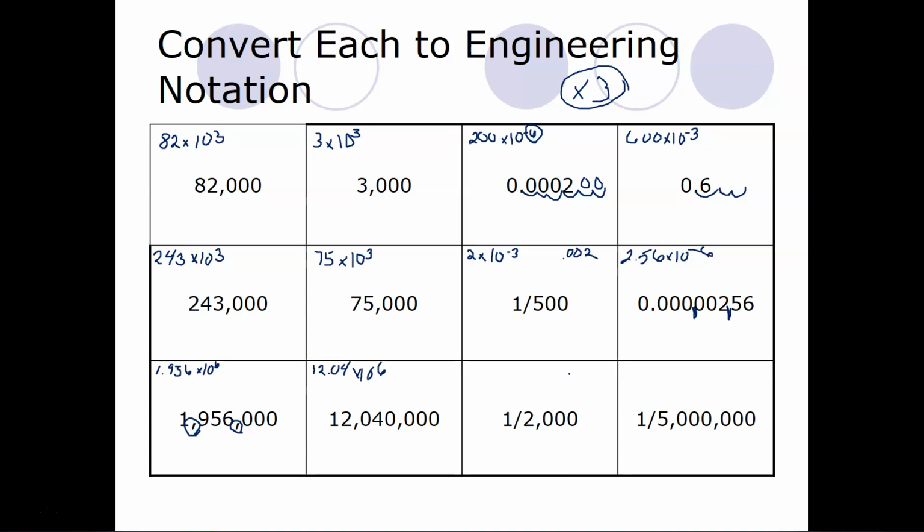This decimal equivalent is 0.0005, which would have ended up giving you 500 times 10 to the negative 6. And then this last one, you would have ended up with 200 times 10 to the 9th. Sorry, to the negative 9th.